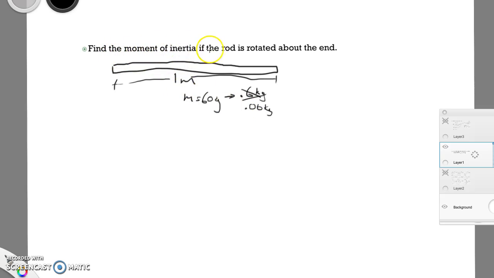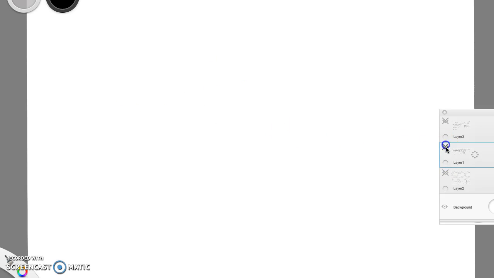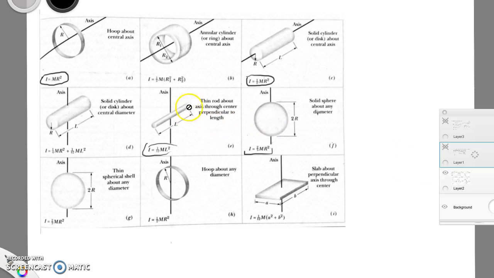Okay, so find the moment of inertia if the rod is rotated about the end. What that means is if we're going to rotate it about this point, instead of the center of mass, we want to find that moment of inertia. And so we say, okay, it's a uniform rod. We know that the moment of inertia of a uniform rod, right here we can see it, is 1/12 ml squared. But there's a problem.